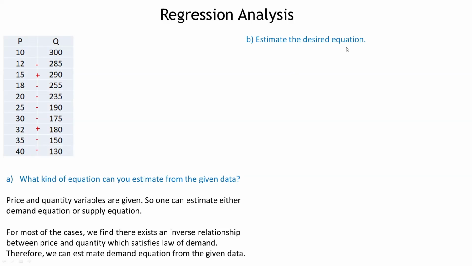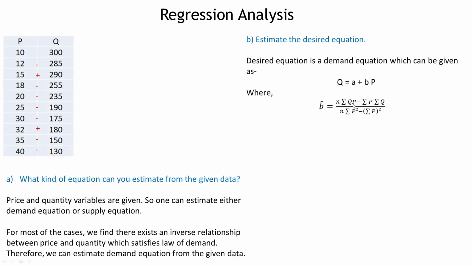Let us now set a regression equation to estimate the demand equation. It can be given as Q equals A plus BP. Here the estimated value of B, denoted by B cap, equals n sum of PQ minus sum of P sum of Q divided by n sum of P square minus sum of P whole square. Now we have to extend the table according to our need to find the value of B cap. You see here there are a total of 10 pairs of data, so n equals 10.